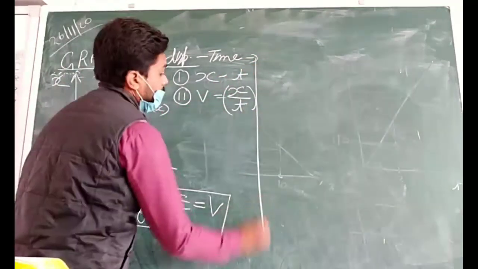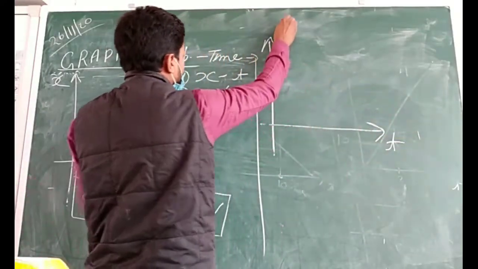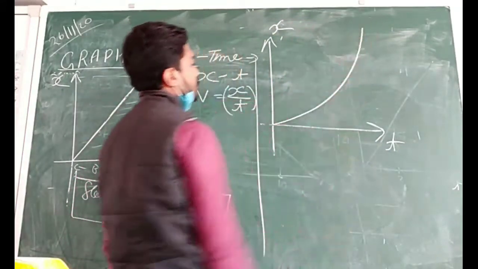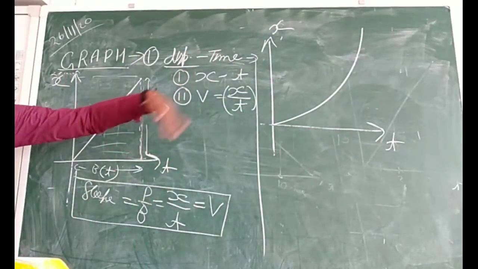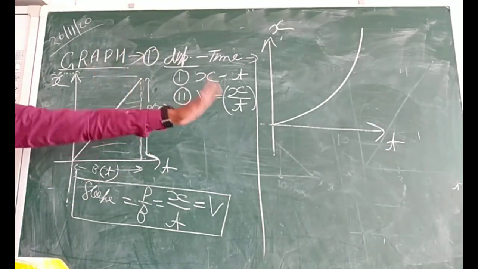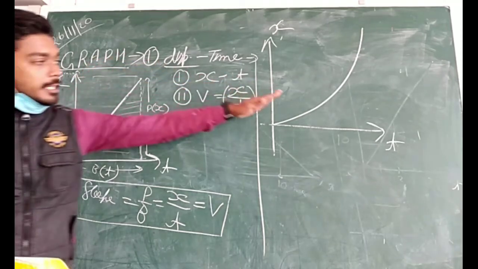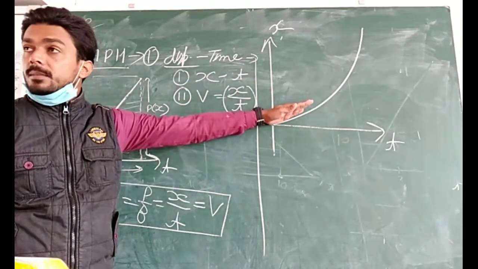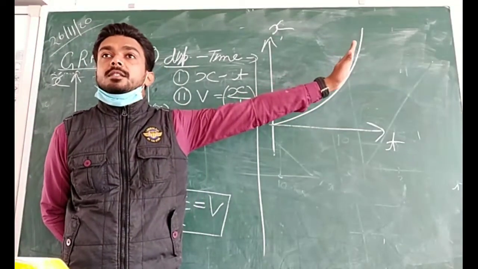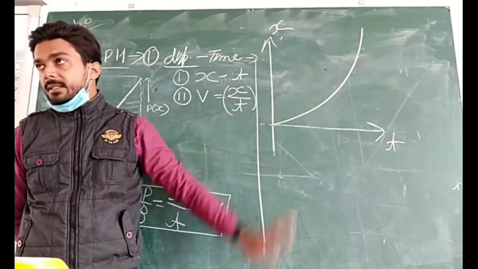Now suppose the graph is for non-uniform motion. Suppose the graph is like this. This is a curved line, and a curved line has not a fixed slope. Here the slope was fixed, but in this case you can see the slope is minimum, and as we go on the slope is going to increase. Then in such cases, how to find the slope?